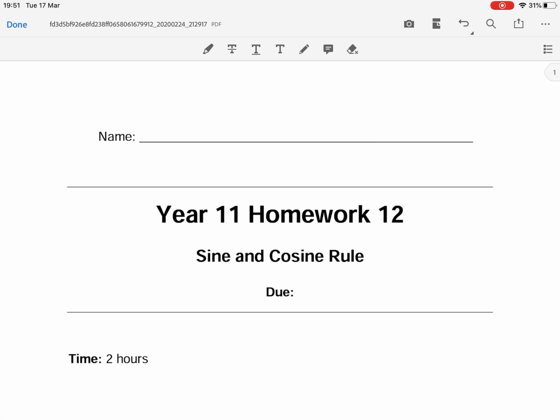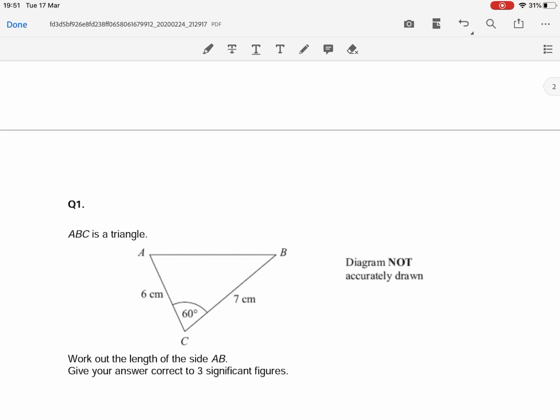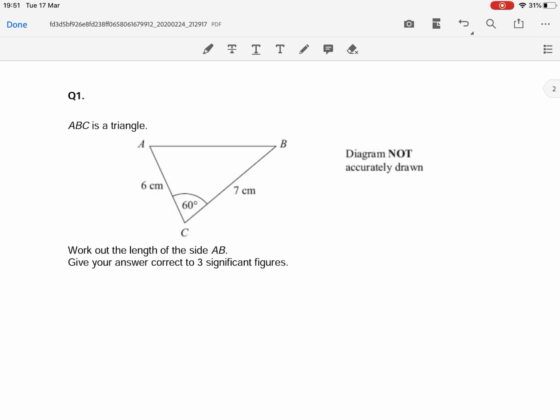Hello everyone, so today we're going to be looking at the sine and the cosine rule. The absolute key to this question is identifying what formula you're going to be using. Once you've done that, it becomes a simple substitution. So let's have a look at the first question.